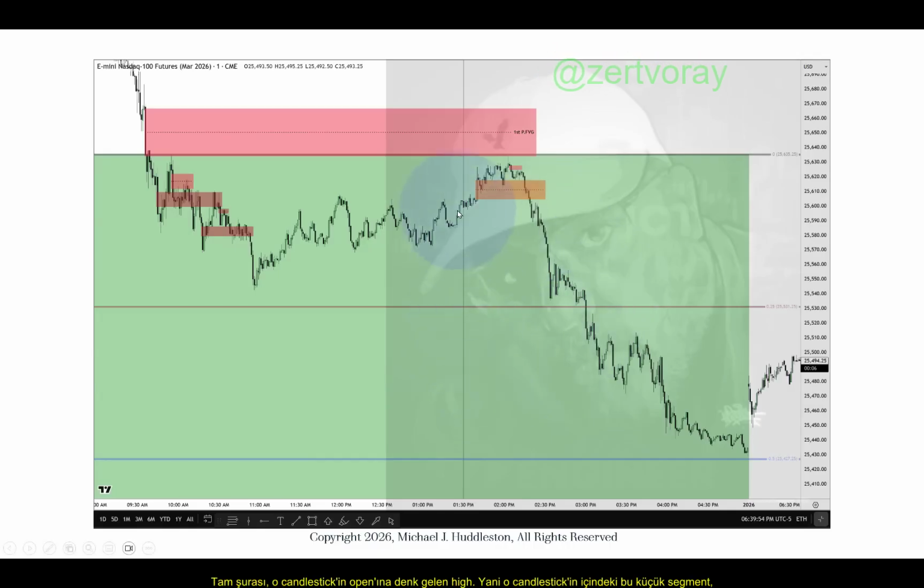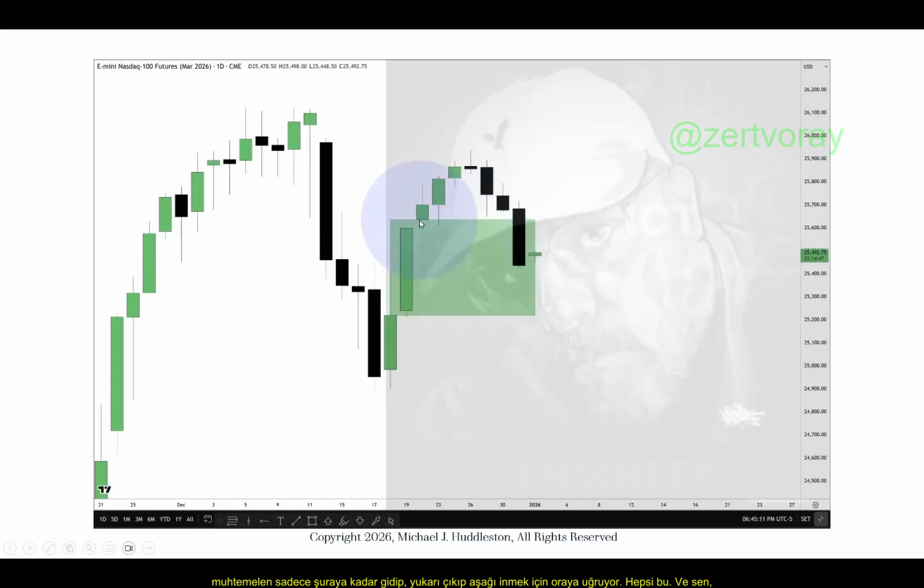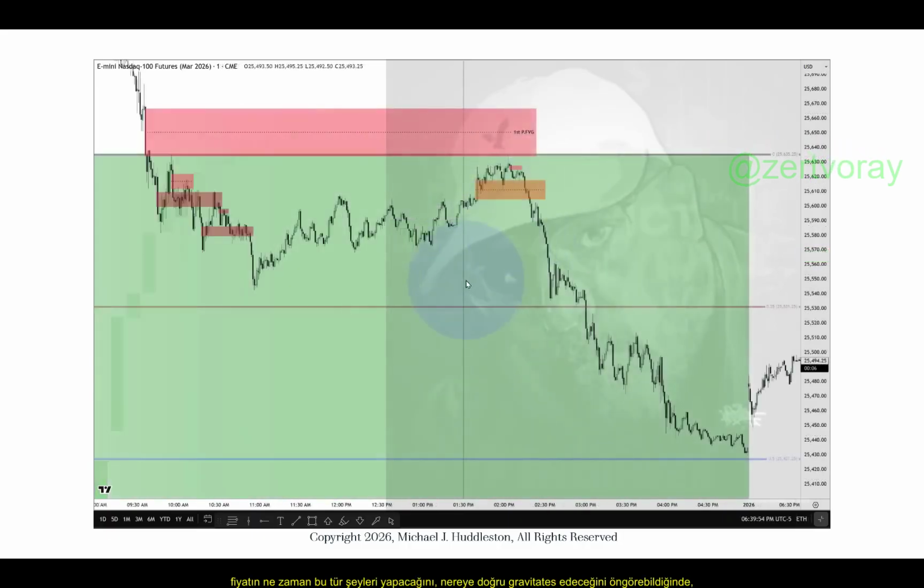At 1:30, it creates that little run up to the top of that daily suspension block. That right there is the high of that candlestick's open. So that little segment inside that candlestick is price simply going right here, going up to go down. That's all it is. And when you anticipate when price is going to likely do these types of things and gravitate towards, well, let's go back up to the daily chart.